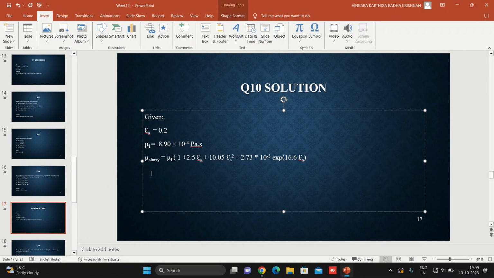So now we need to substitute everything in this. Mu L is 8.90 into 1 plus 2.5 into 0.2 plus 10.05 into 0.2 square, plus 2.73 into 10 power minus 3 into exponential of 16.6 into 0.2.